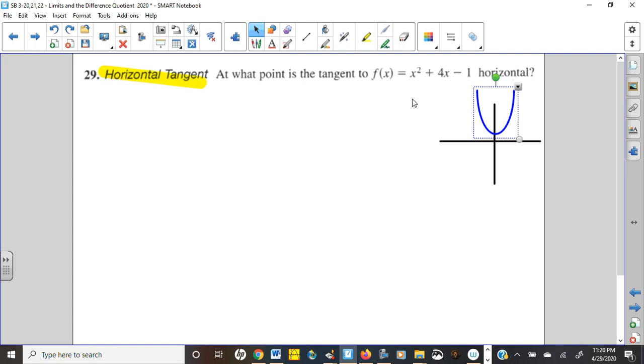So I guess you could use completing the square and put it into hk form like you did in Algebra 2. Then you would know where the vertex is, and that would have to be the x value where it's horizontally tangent, and then you could use that method to try to find the location, okay?